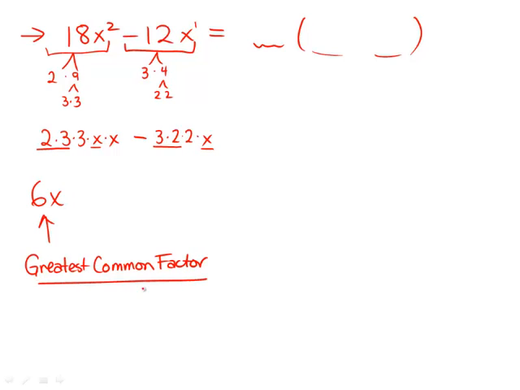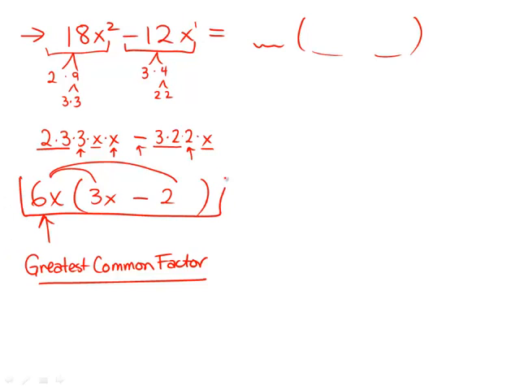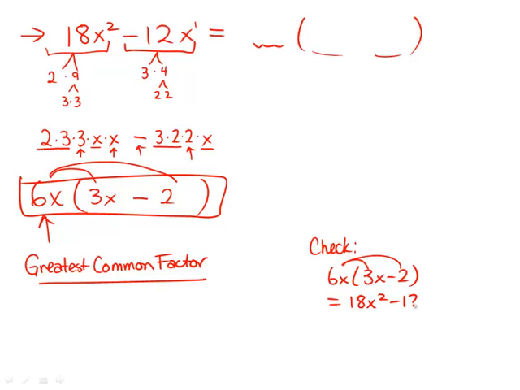So once we find this greatest common factor, we can say, well, what would it have been multiplied by to get back to the original expression? Well, 6x would have to be multiplied by 3x and also by negative 2 to give us our original expression. So this here is factored form, and you can always check your work by multiplying it back out and seeing if it is equivalent to 18x squared minus 12x.